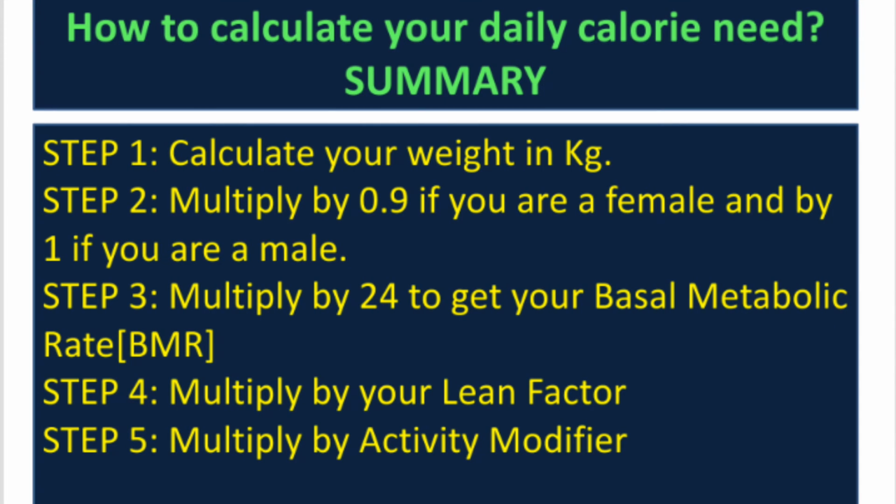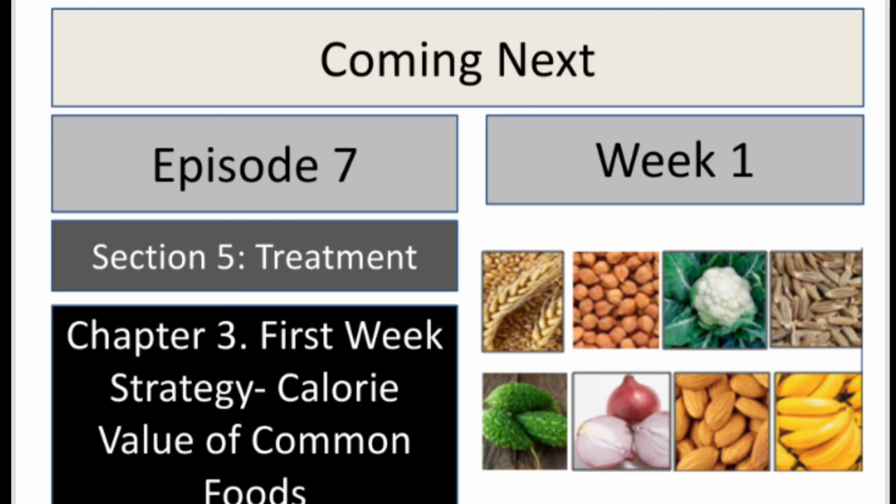To summarize, these are the 5 steps required. First, measure your weight in kilograms. Then, multiply by 0.9 if you are a female and by 1 if you are a male. Multiply this number by 24 to get your basal metabolic rate or BMR. Multiply this by the lean factor. Finally, multiply by activity modifier to get your daily calorie requirement.